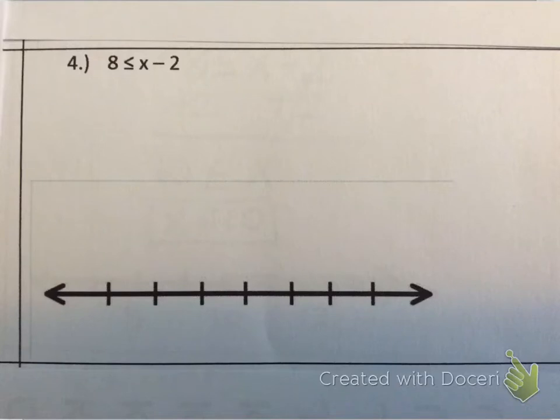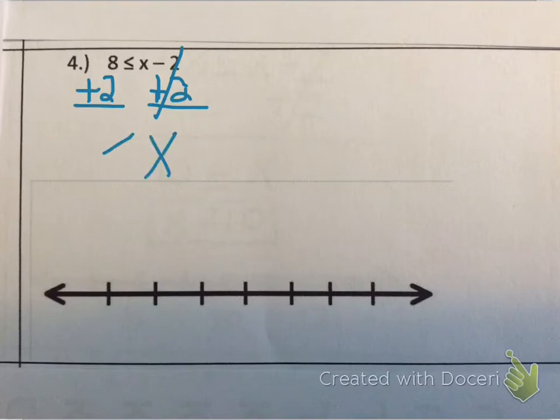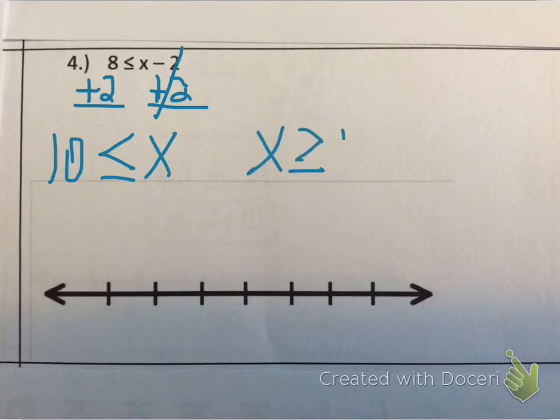We want to get x all by itself on one side of the inequality. So to get x all by itself, I have to get rid of the -2. So the inverse of that would be to add 2. Whatever I do to one side of the inequality, I have to do to the other. -2 plus 2 cancels out. We're left with x. Bring down your symbol. 8 plus 2, simple addition, 10. Okay, so we have 10 is less than or equal to x. X is greater than or equal to 10.